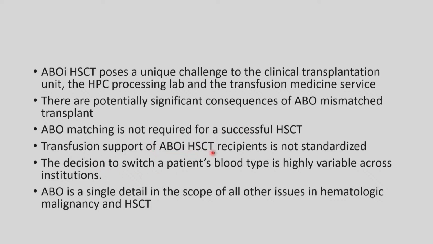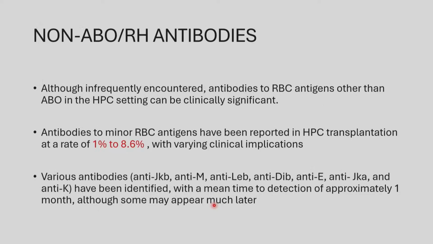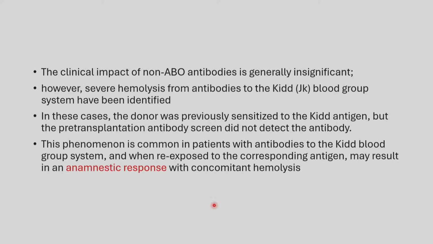Transfusion support for ABO mismatch assessment is not standardized, and the decision to switch the patient's blood group is highly variable across centers, but you will know when to change by doing the Coombs test and monitoring the blood group of the recipient. ABO is one of the single details among all the other issues, not the most important, but whenever it is possible, we tend to match the blood. That's how we follow. Non-ABO, I'd like to skip because it is not a major entity, and here non-ABO is not that much.